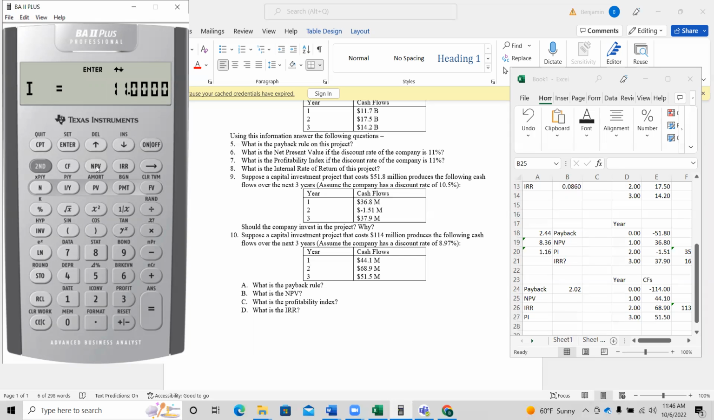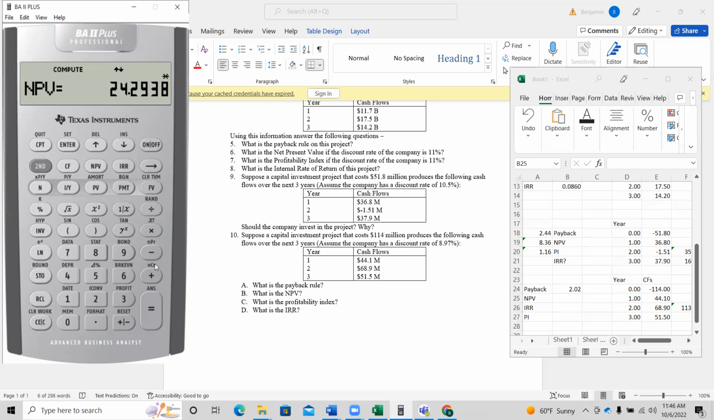Okay. And notice in problem 10 that the company has a discount rate of 8.97%. I enter my discount rate, enter, scroll down and compute net present value. And I get a large net present value of 24.2938 million. So this thing looks profitable.